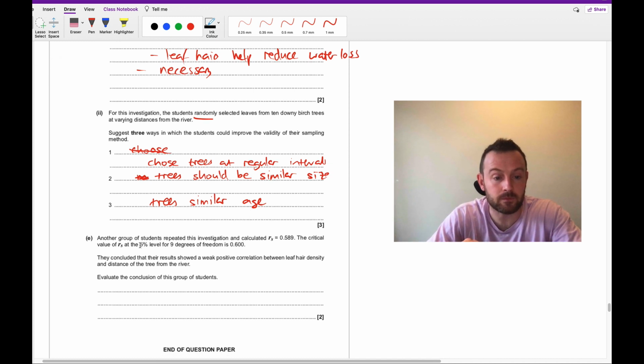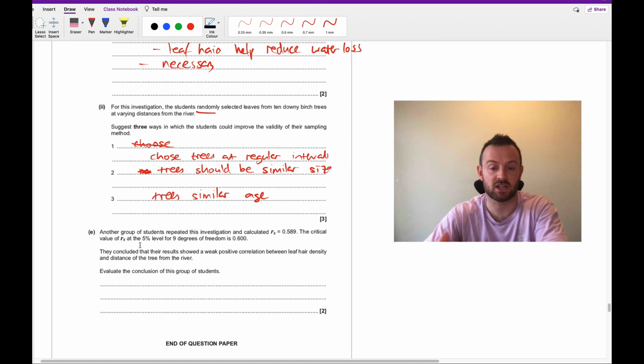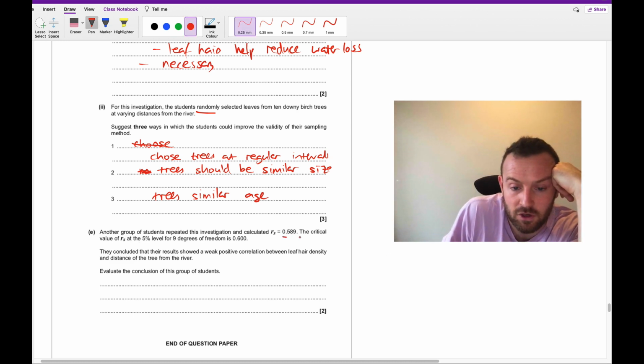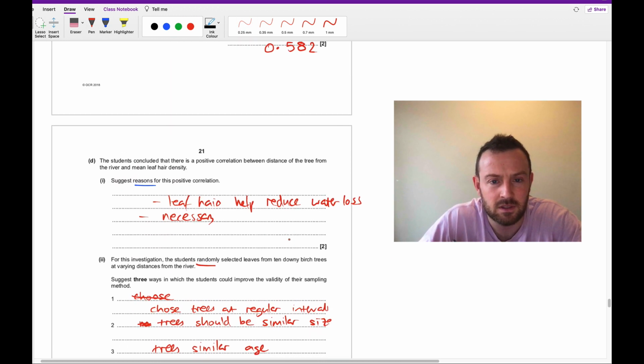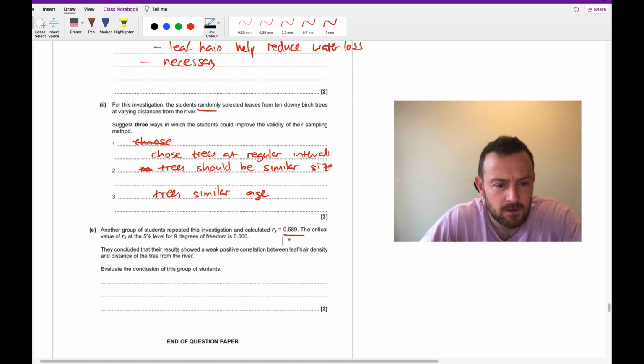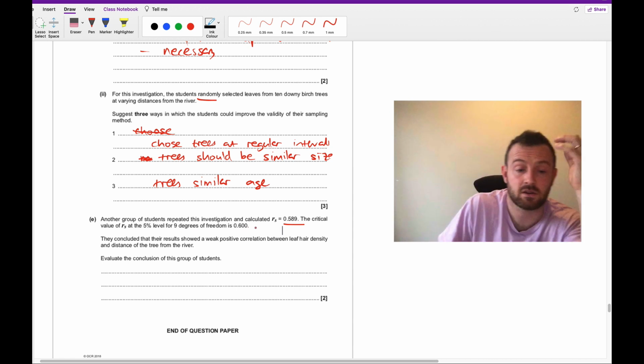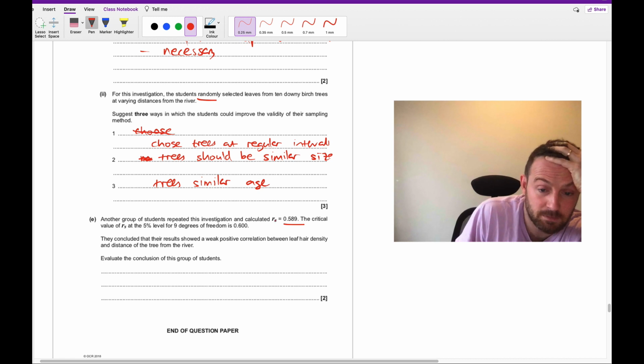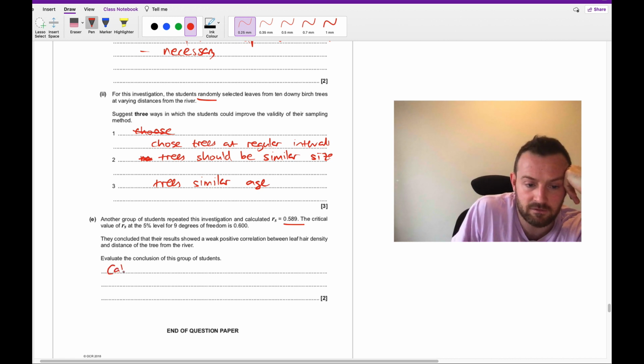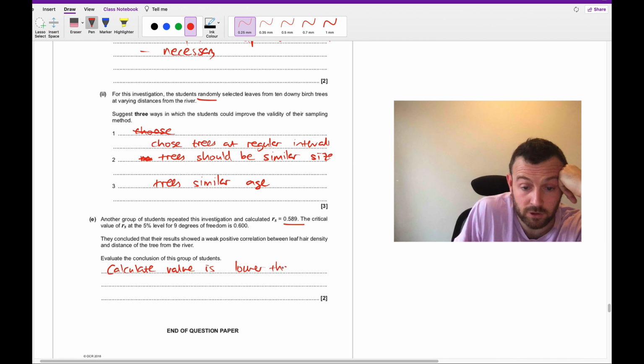We'll check the mark scheme in a second after the last question, because we're on the last question here. Another group of students repeated this investigation and calculated an R value of 0.589, so pretty close. The critical value, RS, at the 5% level for 9 degrees of freedom is 0.6. So, okay, what does that mean? It's just below, isn't it? So the calculated value is lower than the critical value.